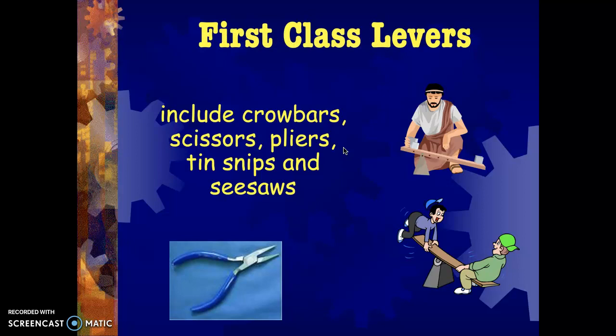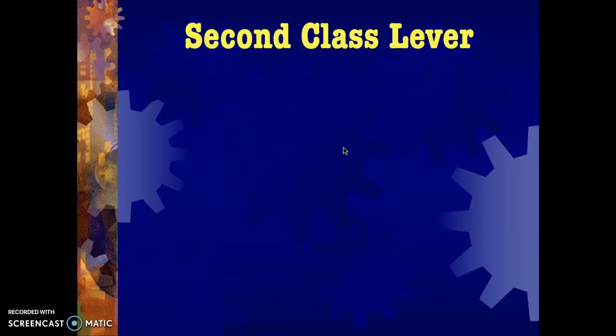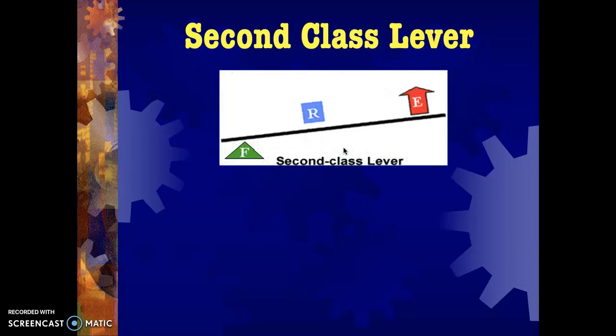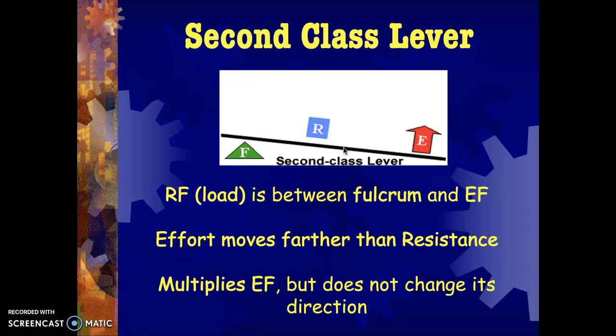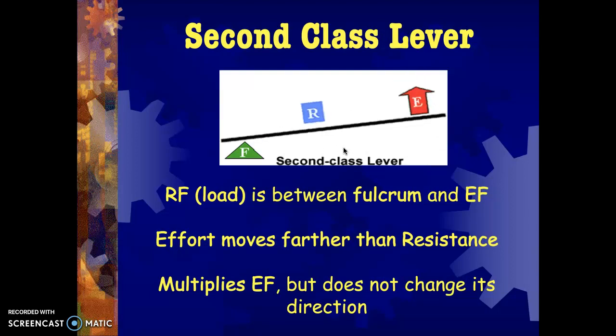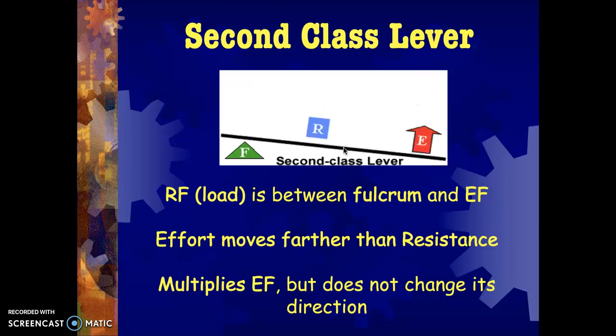As we move to our second class lever, you can see the position of our three things has changed and the fulcrum has moved out to one end. So in this case, the load is in the middle. Where you are going to apply effort is on one end, the fulcrum is on the other end. What does this do? It multiplies effort force.